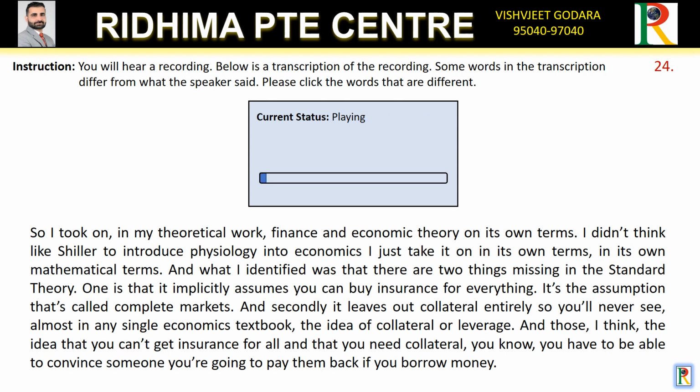So I took on, in my theoretical work, finance and economic theory on its own terms. I didn't think like Shiller to introduce psychology into economics. I just take it on its own mathematical terms. And what I found was that there are two things missing in the standard theory. One is that it implicitly assumes you can buy insurance for everything. It's the assumption that's called complete markets. And secondly, it leaves out collateral entirely. So you'll never see, almost in any single economics textbook, the idea of collateral or leverage. And those, I think, the idea that you can't get insurance for everything and that you need collateral, you have to be able to convince someone you're going to pay him back if you borrow money.